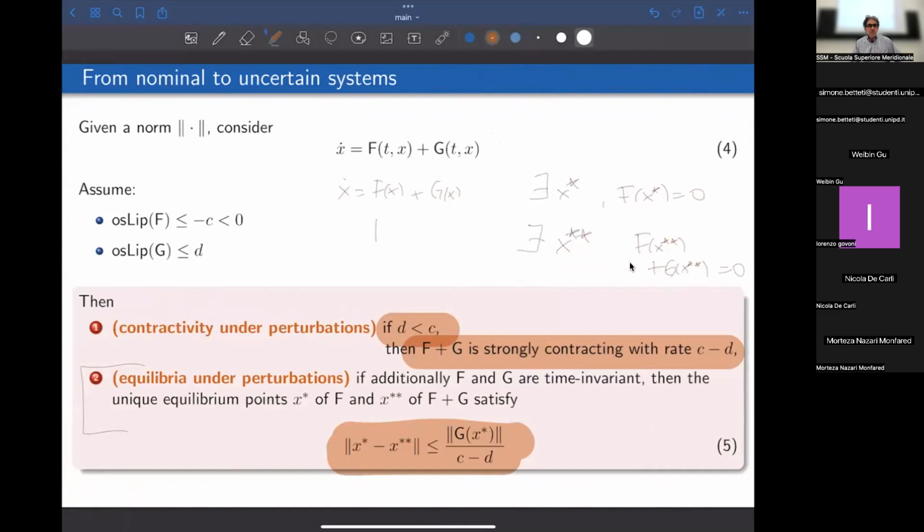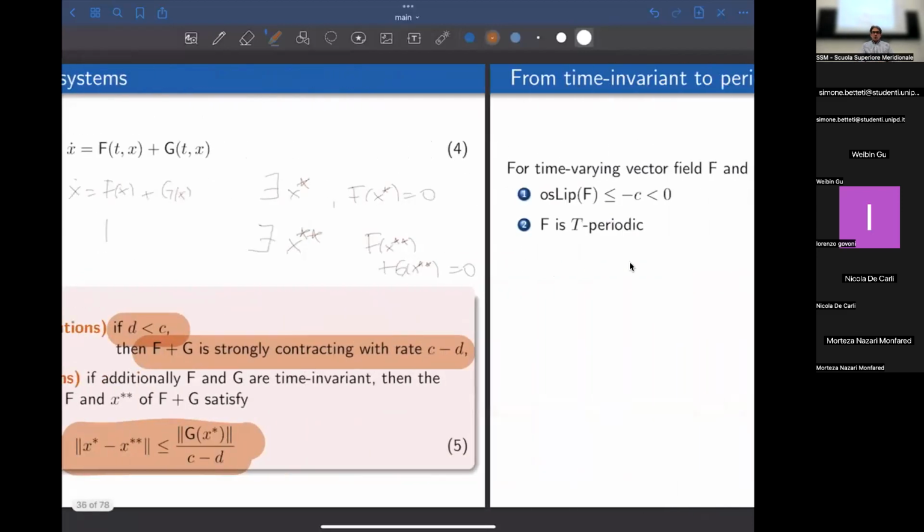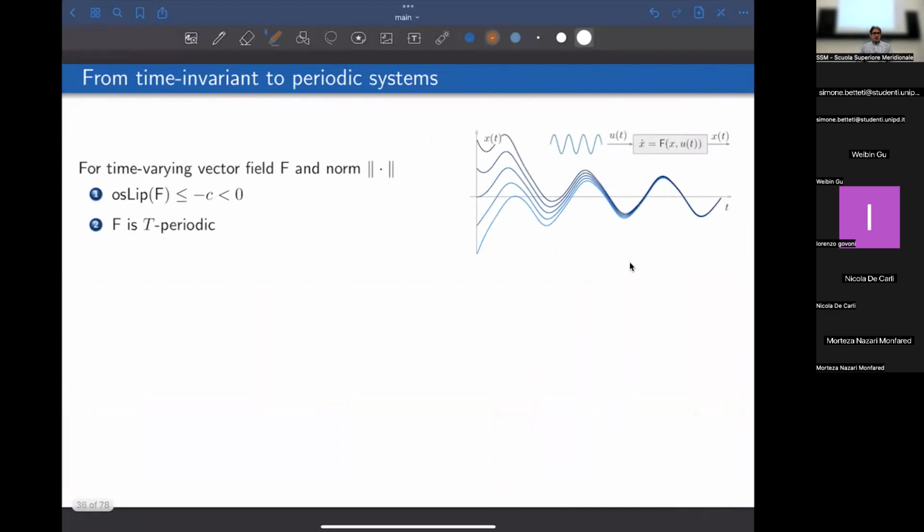Of course, you said that the bound is for time invariant systems. If the system is time variant, but it's strictly contracting, can we apply the theorem anyway? The problem is this. Let me show you an example right now. Suppose I have a strictly contracting system, uniformly, and I apply a time varying disturbance to it.